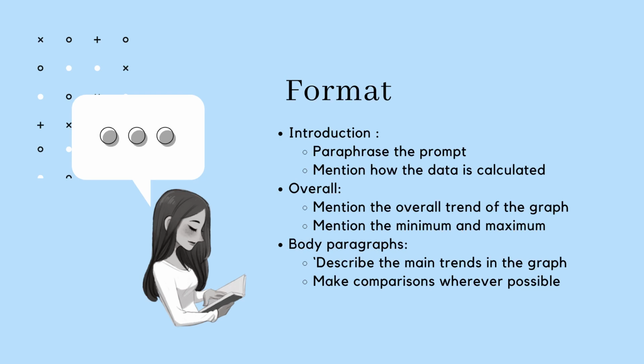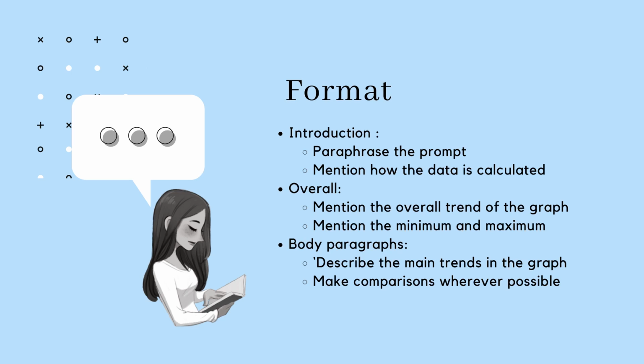Firstly, you will write the introduction. In the introduction, you will paraphrase the prompt, and in the second line, you will mention how the data is being calculated. After writing the introduction, you will leave the space of one line and you will mention the overall. In the overall, you will mention the overall trend of the graph. Here it is a table, so you will mention the overall trend of the table.